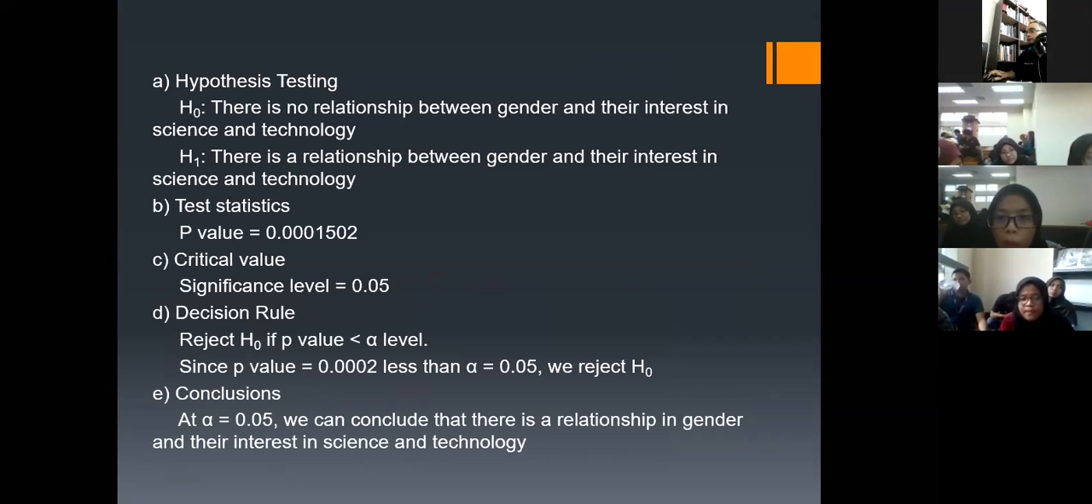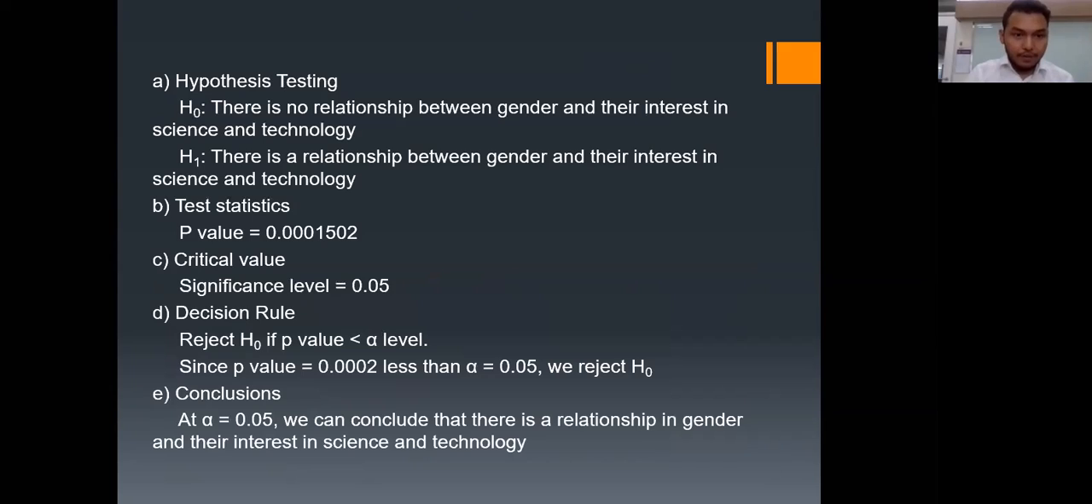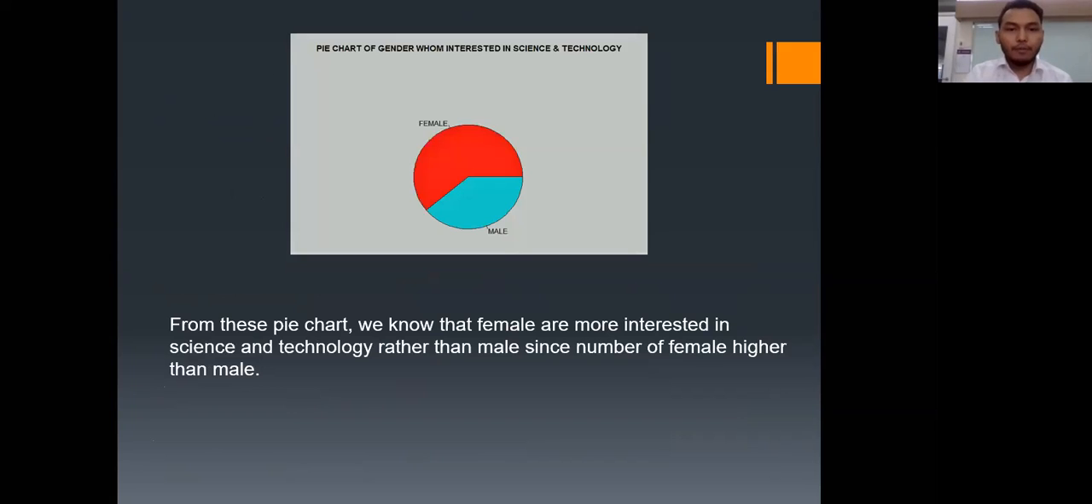So decision rule, reject H0 if p-value is less than alpha level. Since p-value is 0.002, less than alpha 0.05, we reject H0. So the conclusion, at alpha 0.05, we can conclude that there is a relationship between gender and their interest in science and technology. From this pie chart, we know that females are more interested in science and technology than males, since the number of females is higher than males.